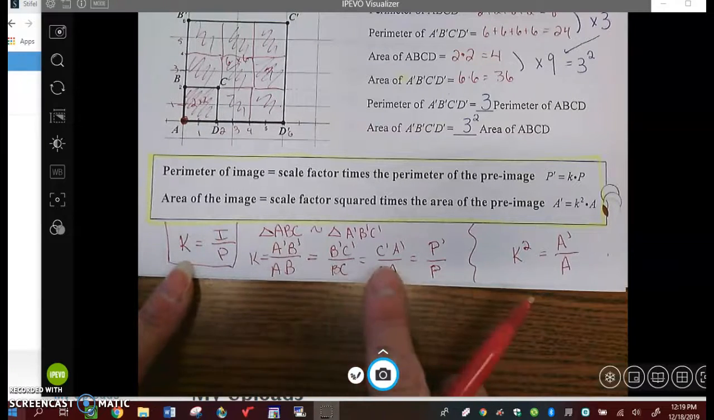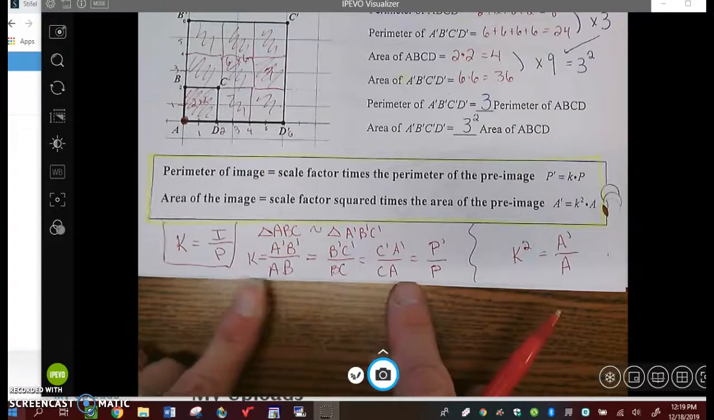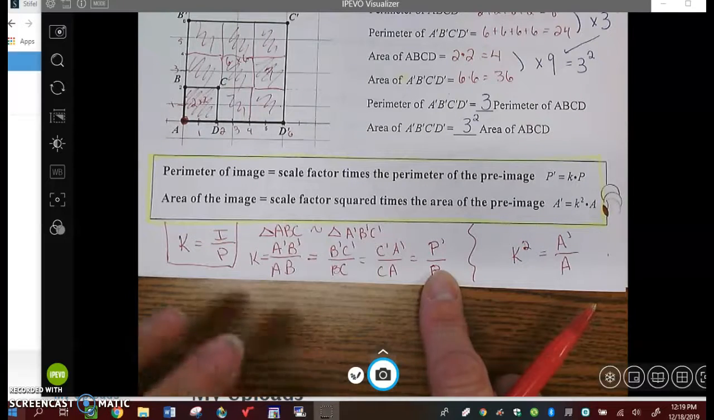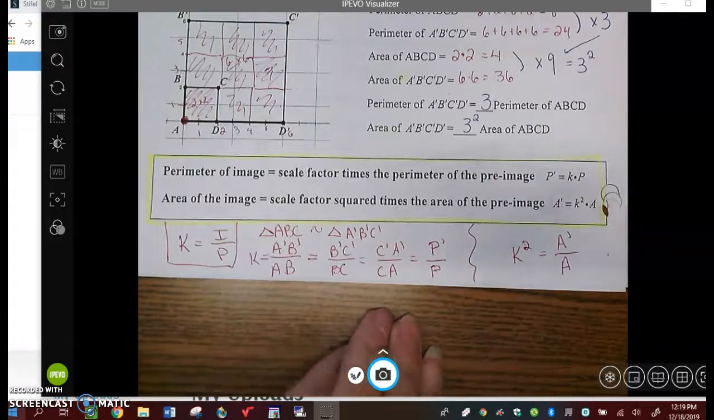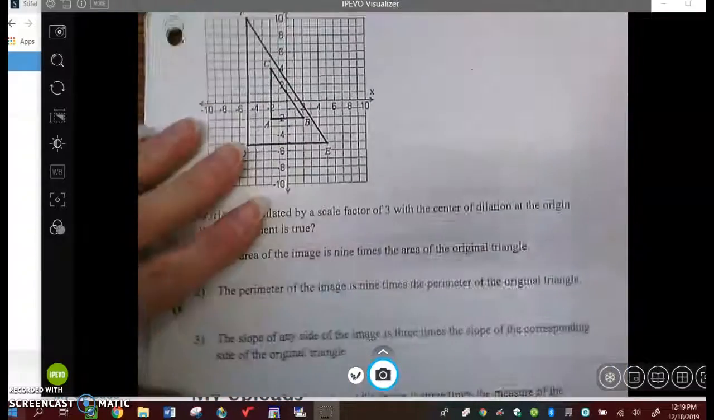The length of corresponding sides, image divided by pre-image, is equal to the scale factor. It's the same relationship with perimeters. The perimeter is going to be so many times as big, but for area, it's the scale factor squared times bigger. All right, let's look at example 1.